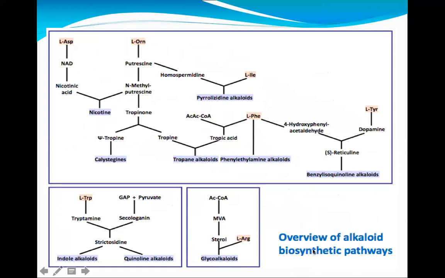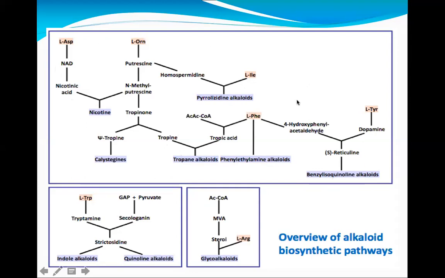The overview of the alkaloid biosynthesis pathway: how different kinds of alkaloids are biosynthesized in the plant. You see L-asparagine, L-ornithine, leucine, tyrosine, and phenylalanine. They are the starting point, and different kinds of alkaloids, for example, nicotine, pyrrolidine alkaloids, tropane alkaloids, phenylalanine alkaloids, benzyl isoquinoline alkaloids.